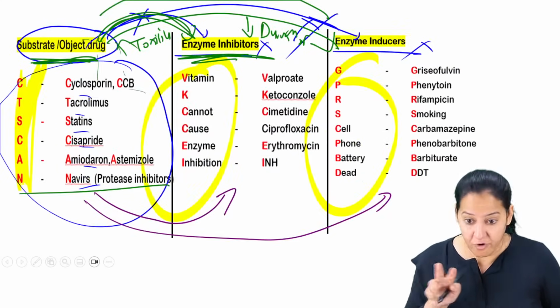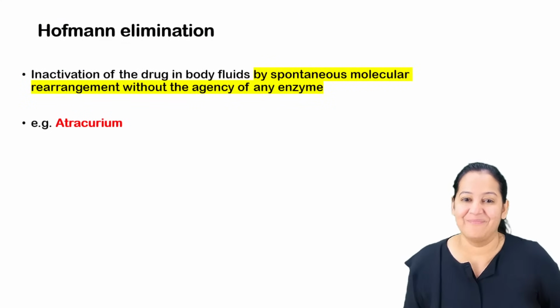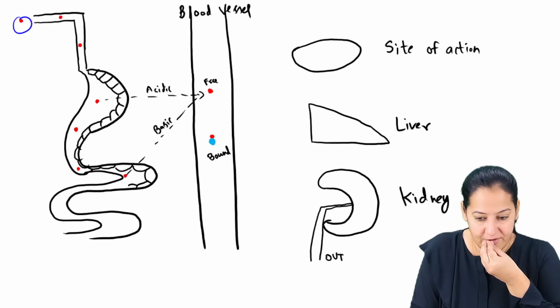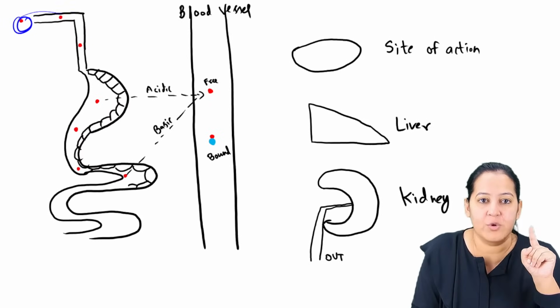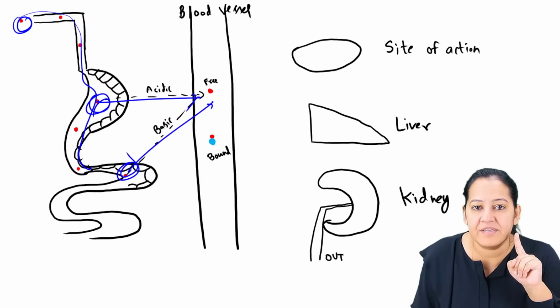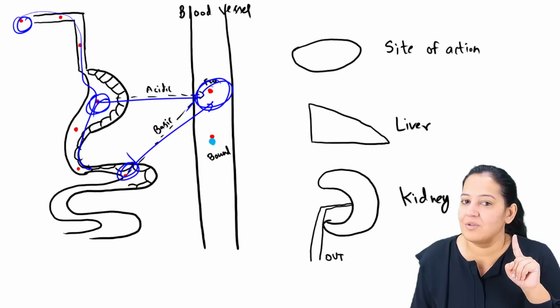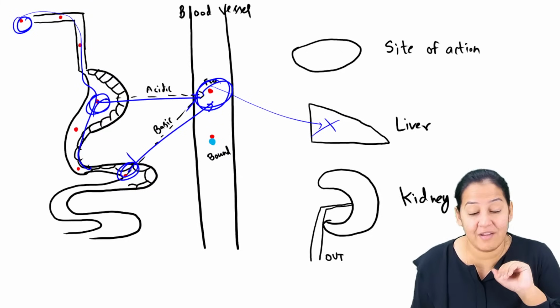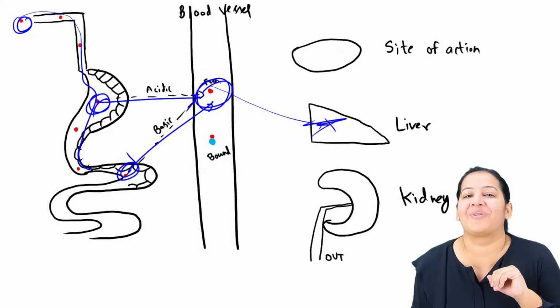Now, apart from these two, there is a third mechanism, which is known as Hofmann's elimination. Listen. You are giving a drug to your patient. The drug is going inside, getting absorbed, either from the stomach or intestine, reaching the blood. Now the drug is not going to the liver.